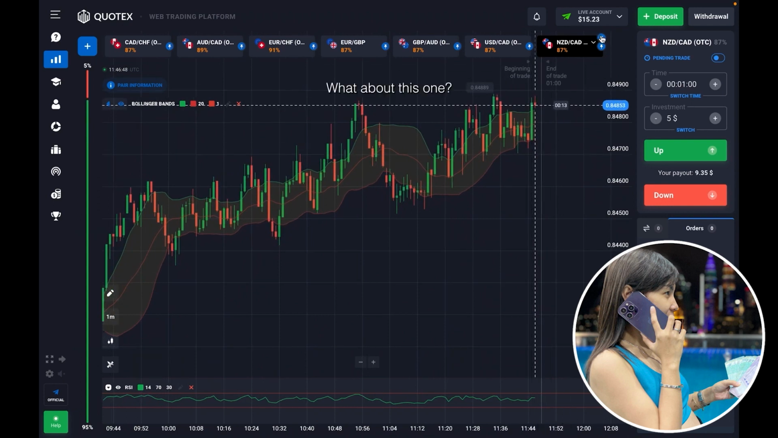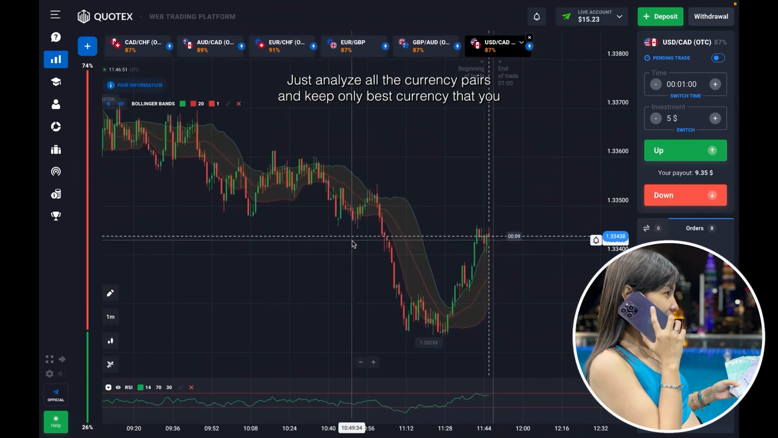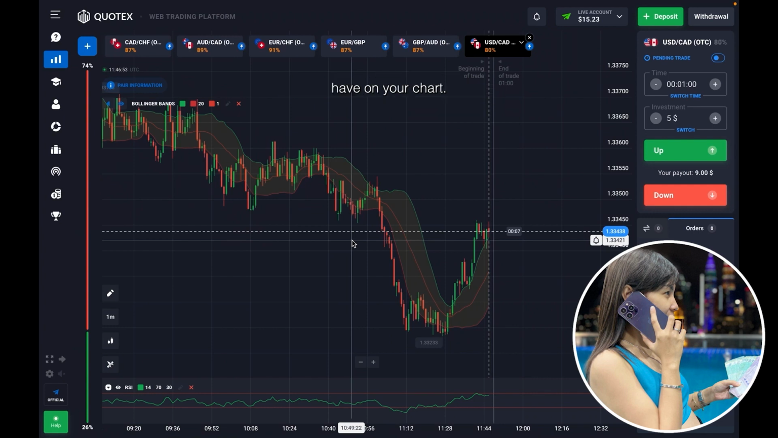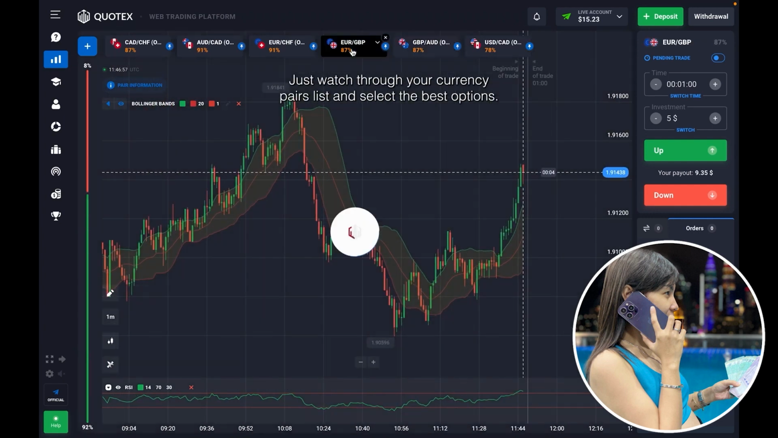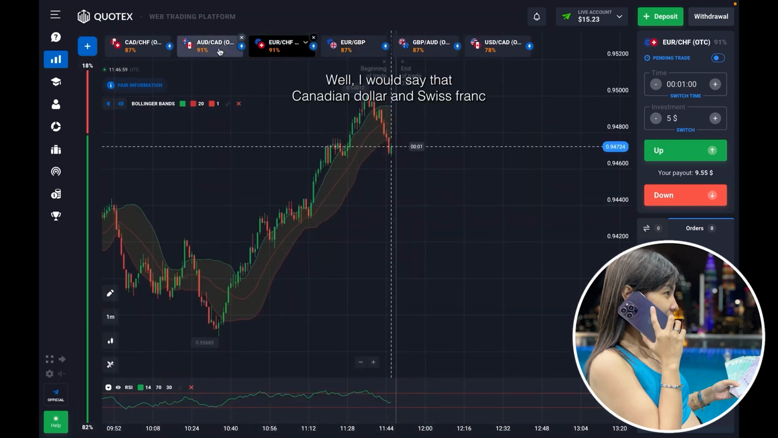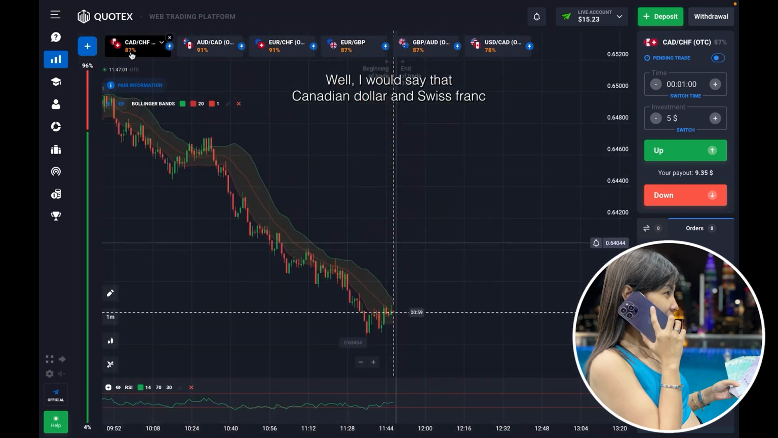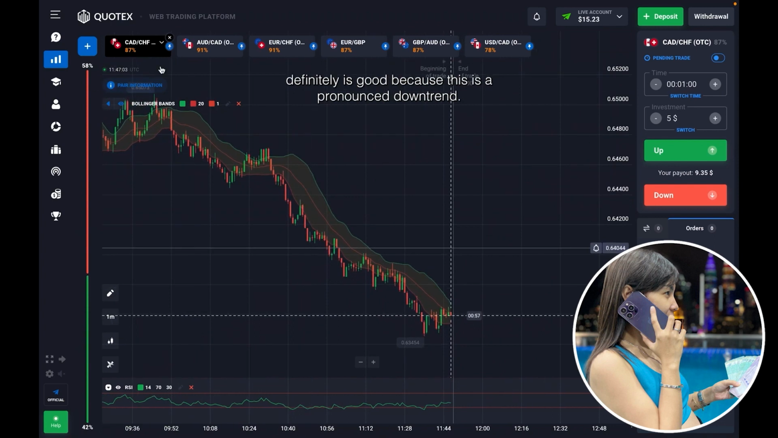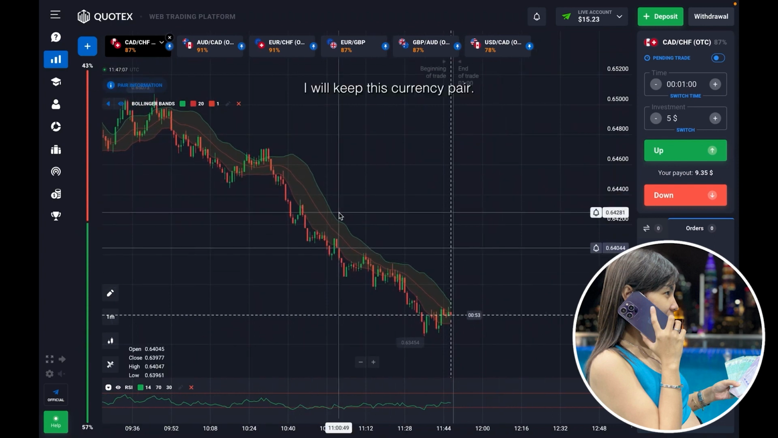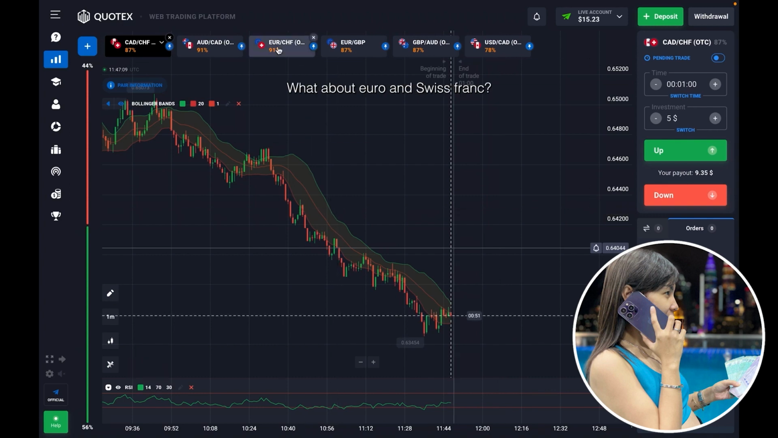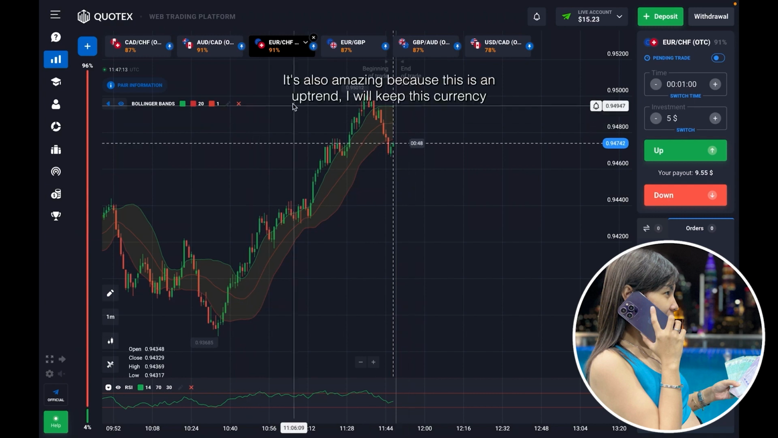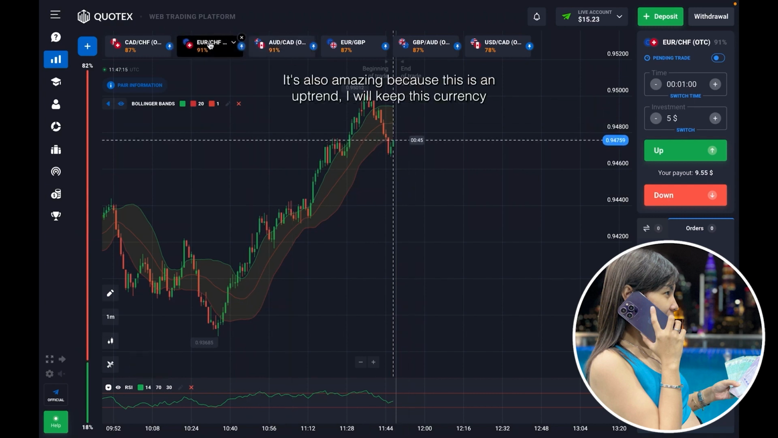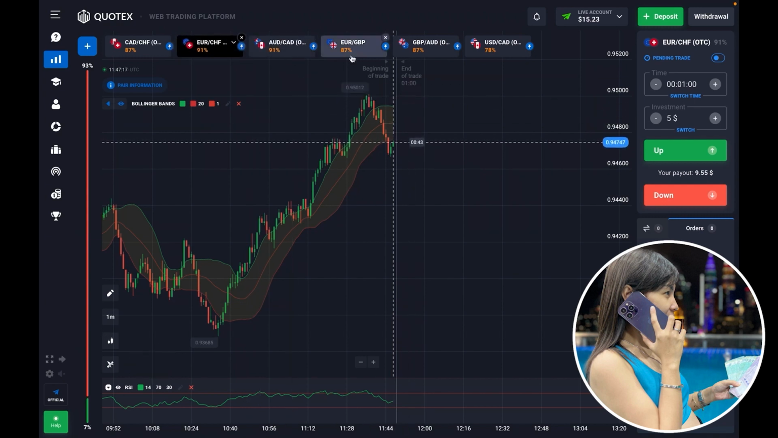So what about this one? Just analyze all the currency pairs and keep only the best currency pairs on your chart. Just watch through the currency pair list and select the best options. So I would say the Canadian dollar, New Zealand franc is definitely good because it has a pronounced downtrend. I will keep this currency pair. And what about euro, New Zealand franc? It is also amazing because this is an uptrend, and I will keep this currency pair in second place.